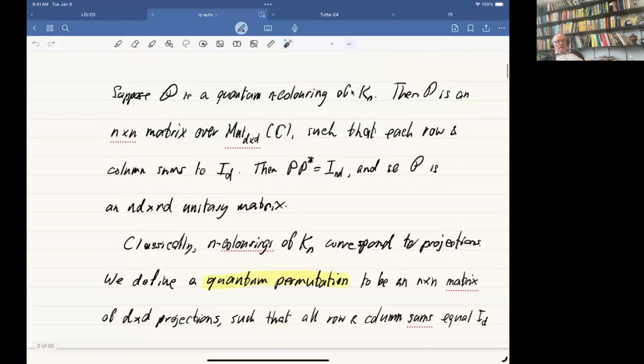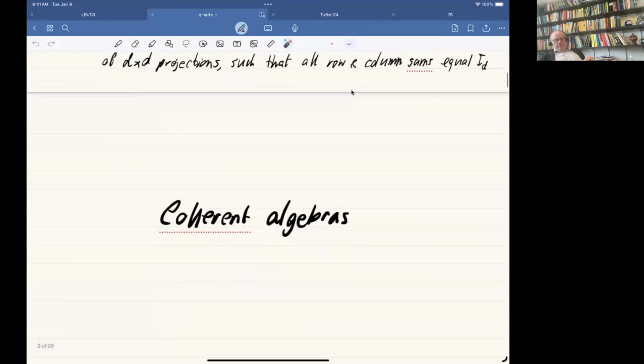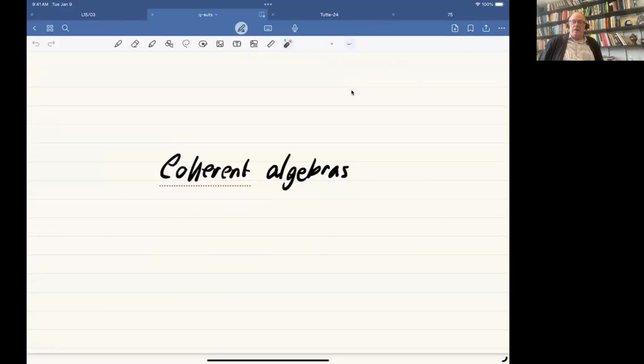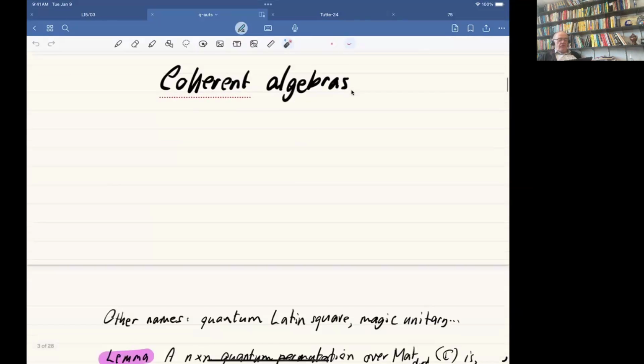Now, to understand quantum isomorphisms and automorphisms, I need to go back and talk about coherent algebras. I discussed coherent algebras much earlier in the course, and so you've had a lot of time to forget it, and you probably wanted to suppress the memory anyway. But at one point I was talking about transitive permutation groups and orbitals, and I threatened you with coherent algebras, and now they come back and we have to pay attention to them.